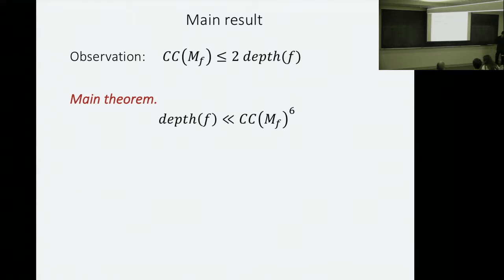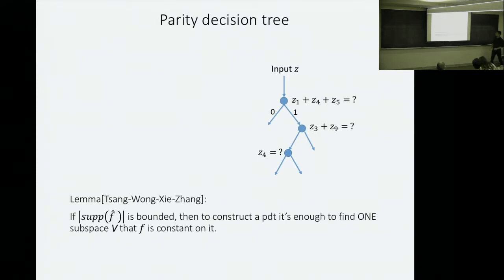Okay, just going back to the parity decision tree model, this is just one observation that's interesting. This was given by Stan and others. They say to construct a parity decision tree for the matrix it is really just enough to find one subspace of low codimension that your function is constant on. So what do I mean? I mean it's enough to find just one leaf in the parity decision tree, and that gives you the rest of the parity decision tree.